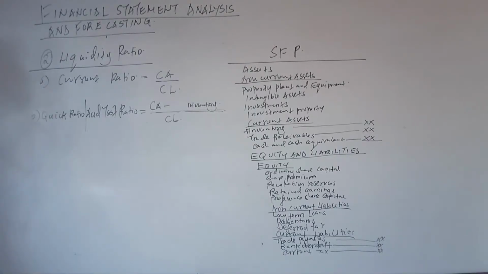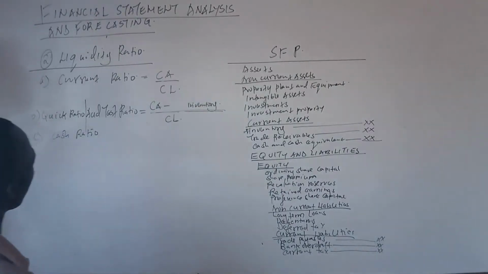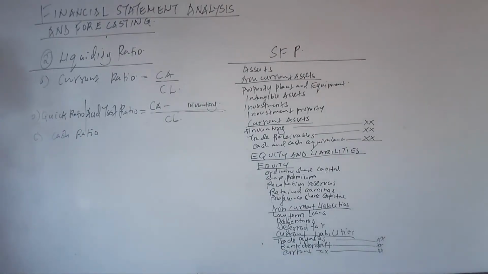Then from there, let us look at the cash ratio. Write and say that it indicates the ability of the company to meet current liabilities from its most liquid current assets and short-term marketable securities.